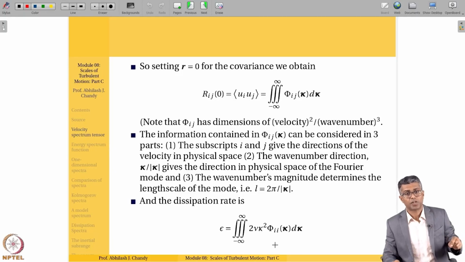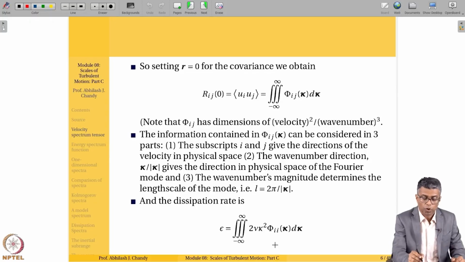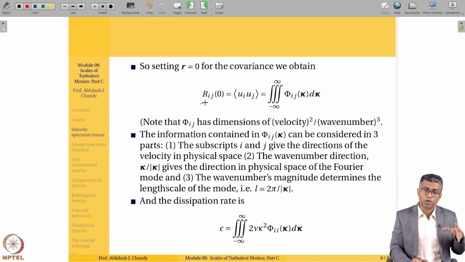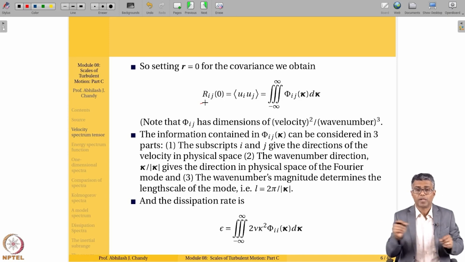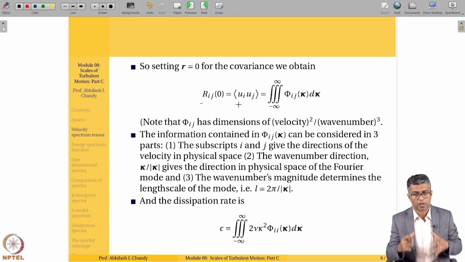Now, if you set r equal to 0, that means you are taking the covariance with respect to a single point. So then what you have is rij of 0. That is in fact technically the Reynolds stresses. The Reynolds stresses take the covariance at a single point, while the original 2-point velocity correlation could take it between points that are further apart. So rij of 0 is ui uj mean, which is the Reynolds stresses.